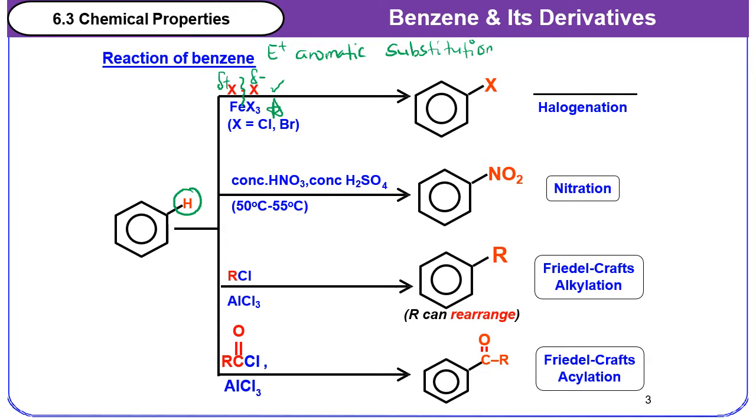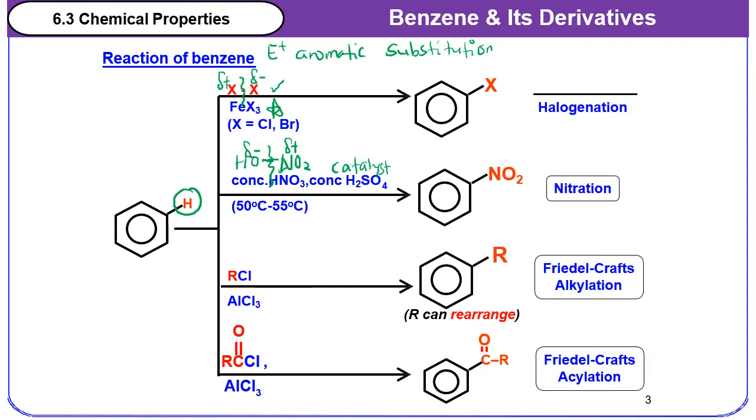The second reagent is concentrated nitric acid, and concentrated H2SO4 is added as the catalyst. The condition must be 50 to 55 degrees Celsius. For this one, the HNO3 nitric acid has HO and NO2. The bond will break between NO2 and OH. As we know, oxygen is more electronegative than nitrogen, so OH will be partially negative and NO2 will be partially positive.